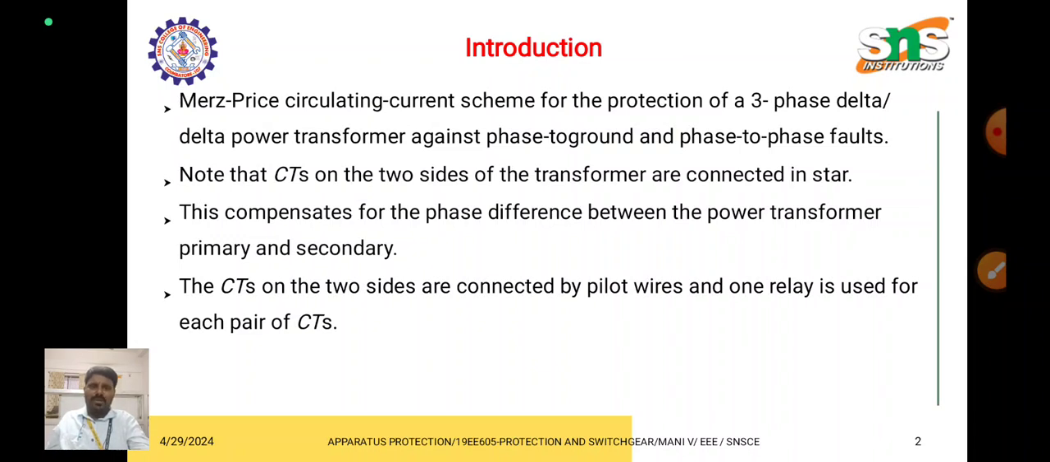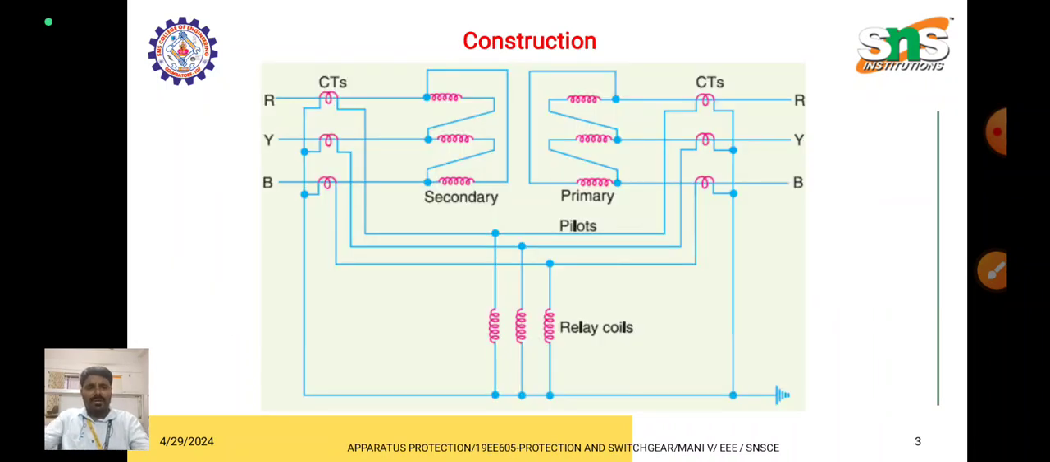The important note is that the resistance of the pilot wire from the primary to the operating coil and from the secondary to the operating coil must be equal. Otherwise we have to make some modifications or add some adjusting resistance along with the pilot wire, so that we can balance the resistance of the pilot wire.